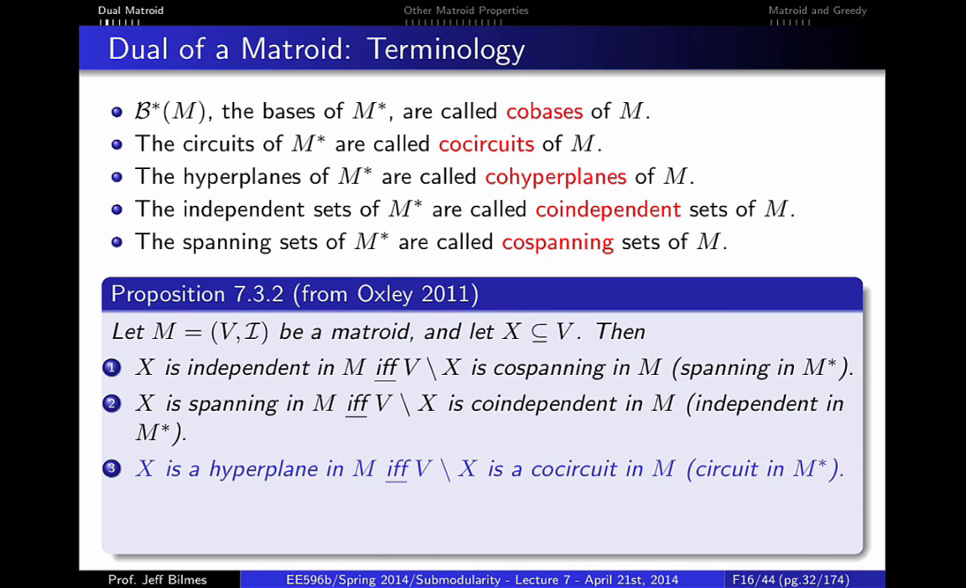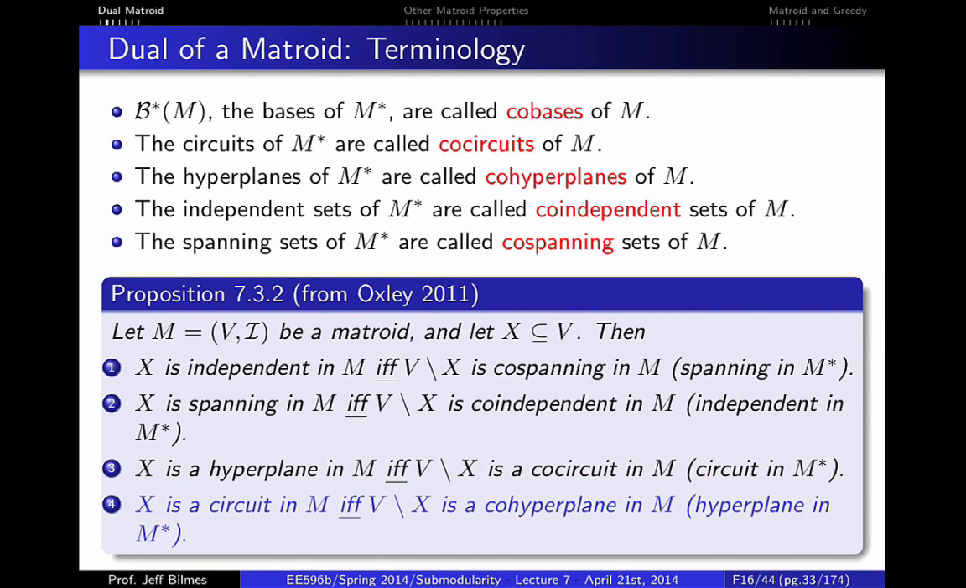But in any event, now if X is a hyperplane in the primal, then that's a hyperplane if and only if the complement is a co-circuit in M, or a circuit in the dual. So if you take the complement of a hyperplane, remember a hyperplane is this closed set of rank one less than the rank of the matroid, then its complement is a circuit. That sounds also very strange, potentially. And then if it's a circuit in M, then its complement is a hyperplane in the dual. That's not so surprising. So anyway, these first two go together, and these second two go together, so these are almost dual statements of each other.